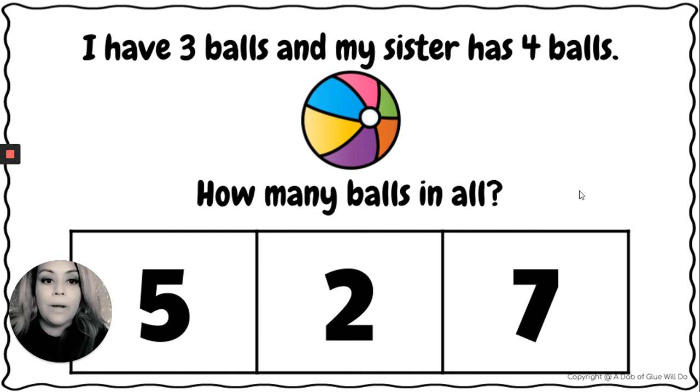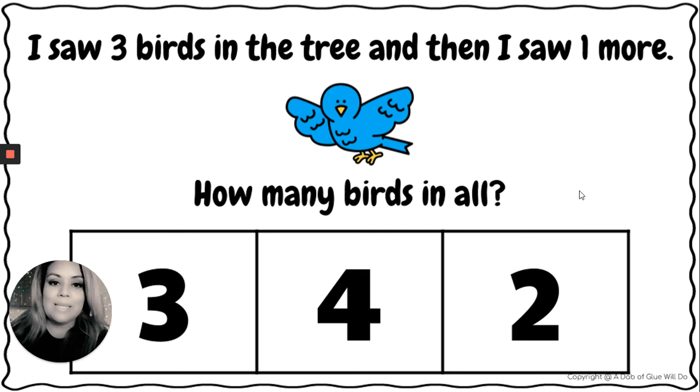Now let's break it apart, starting with our whole number, which is, that's right, 7. 7 equals 3 plus 4. Write it. Next word problem. I saw 3 birds in the tree, and then I saw 1 more. How many birds in all?